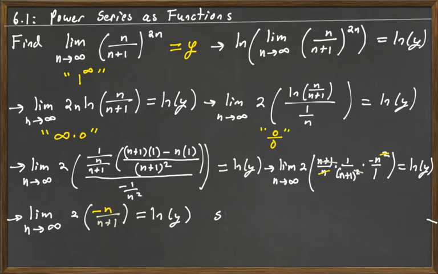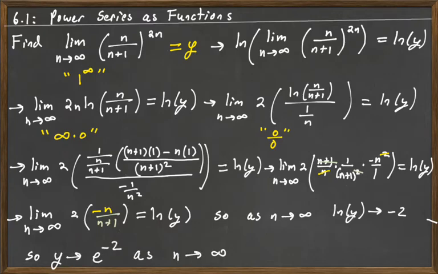So the limit as n goes to infinity of 2 times negative n over n plus 1. The horizontal asymptote of that is just going to be negative 2. So as n goes to infinity, the natural log of y is going to be going to negative 2. So y is approaching e to the negative 2 as n goes to infinity. So we're going to use this result in finding the interval and radius of convergence of a certain power series. So we're going to go ahead and look at this on the next slide.